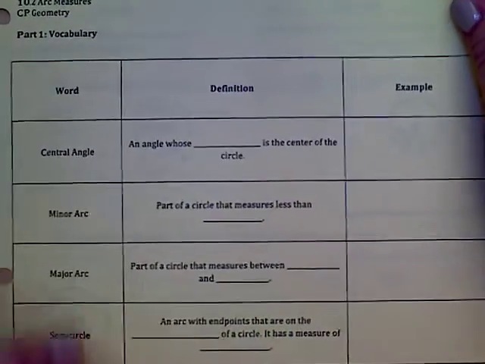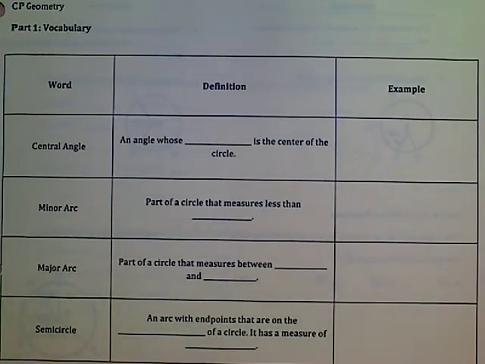All right, the next section we're going to talk about, 10.2, has to do with arc measures. Arcs are pieces of circles. So everything we talk about here is going to deal with arcs and angles that form arcs.